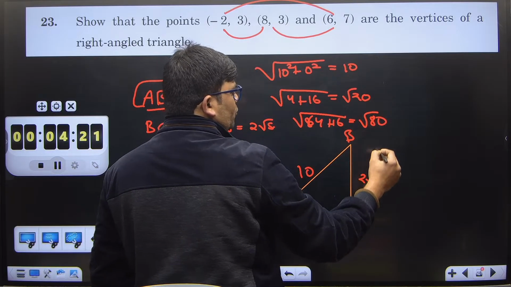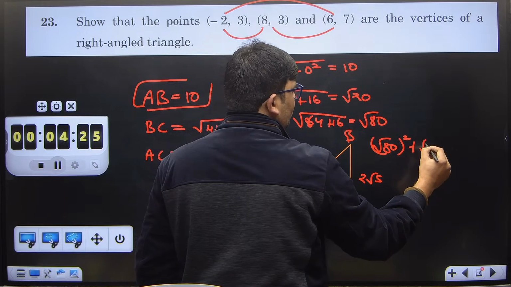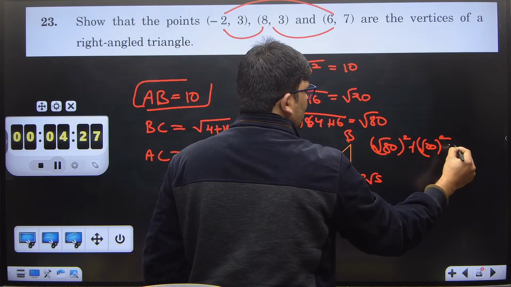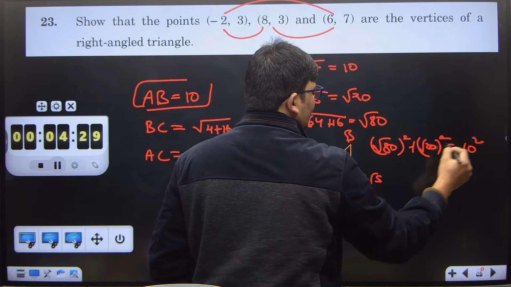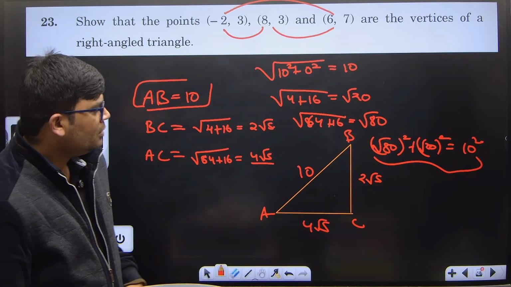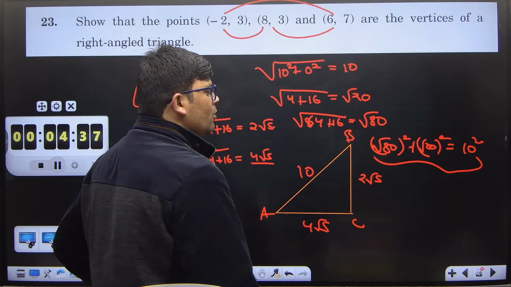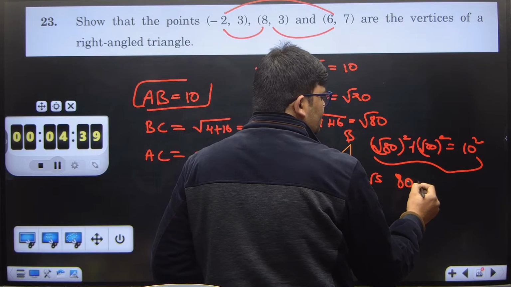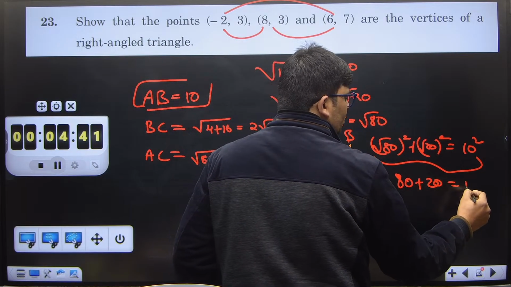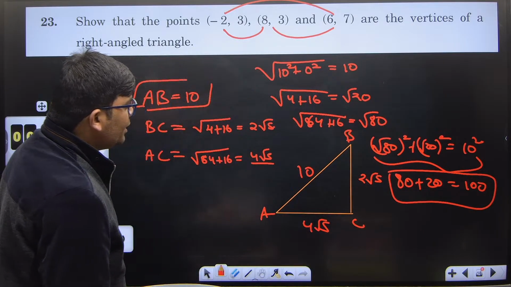So if you do under root of 80 whole square plus under root of 20 whole square, if this is equal to 10 square, then we can say this is a right angle triangle, because we have a property that base square plus perpendicular square is equal to hypotenuse square. So you can check it out. This is going to be 80, this is going to be 20, which is equal to 100. So yes, they form the right angle triangle.